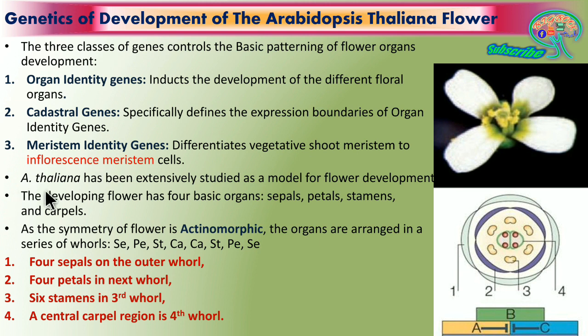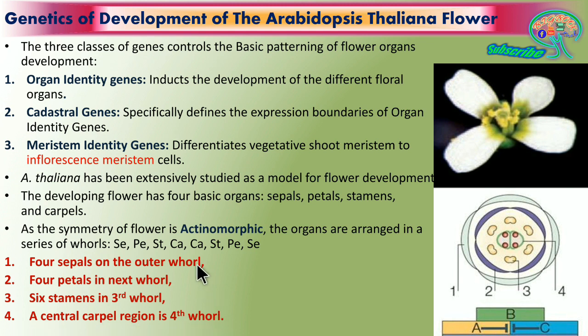So next, Arabidopsis thaliana has been extensively studied as a model for flower development. The developing flower has four basic organs: sepals, petals, stamens, and carpels. As the symmetry of the flower is actinomorphic, the organs are arranged in a series of whorls: four sepals on the outer whorl, four petals in the next whorl, six stamens in the third whorl. A central carpel region is the fourth whorl.